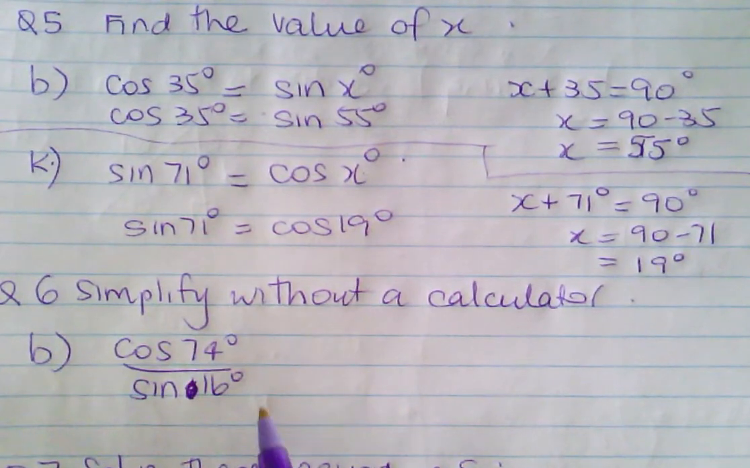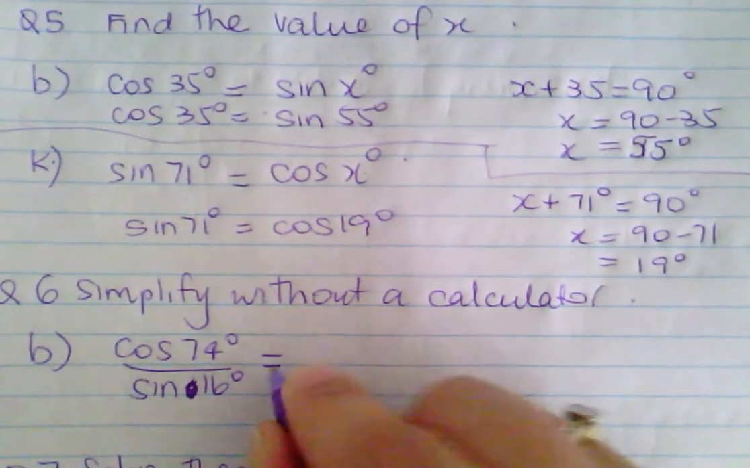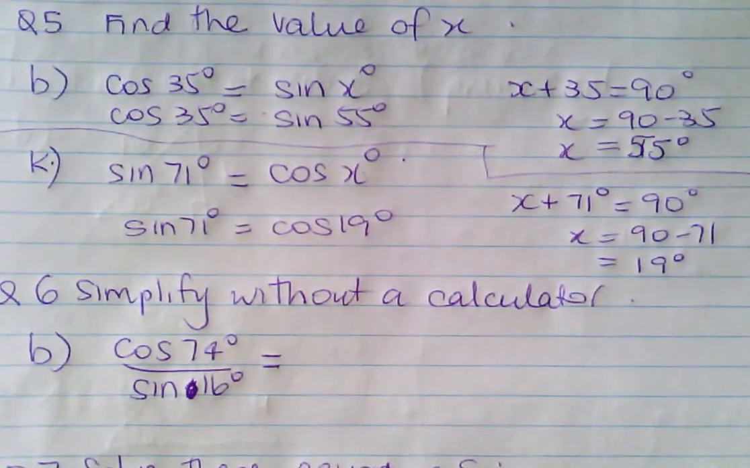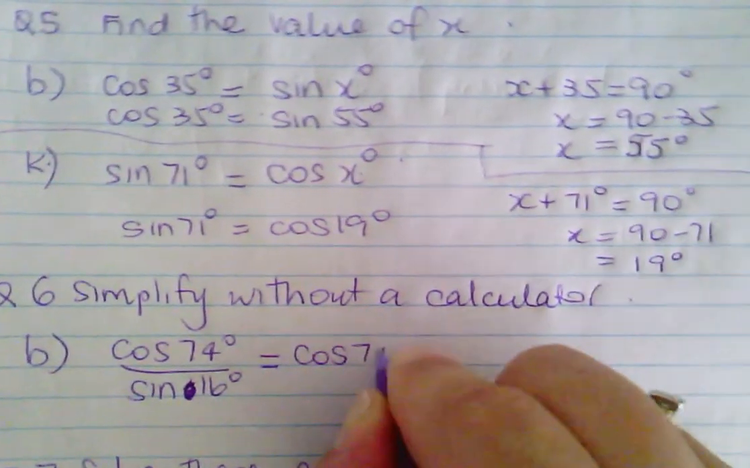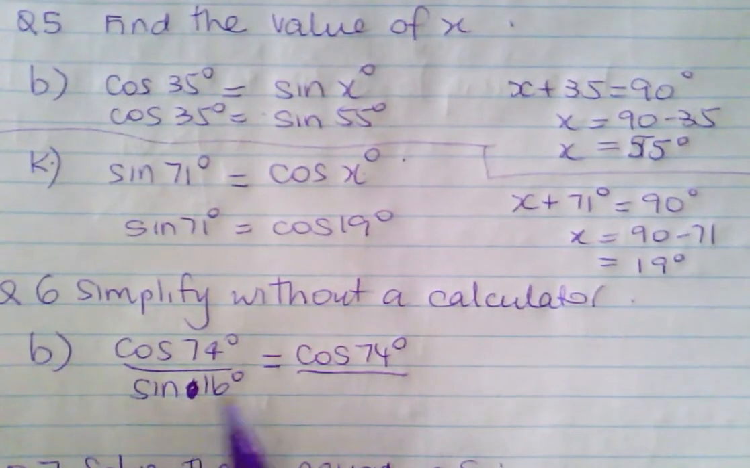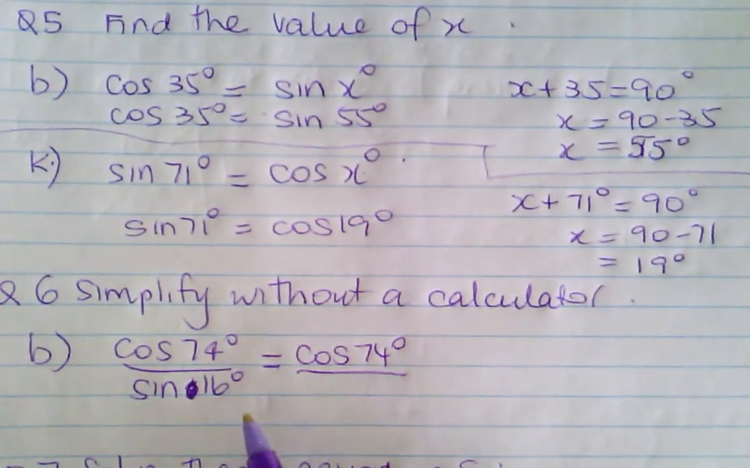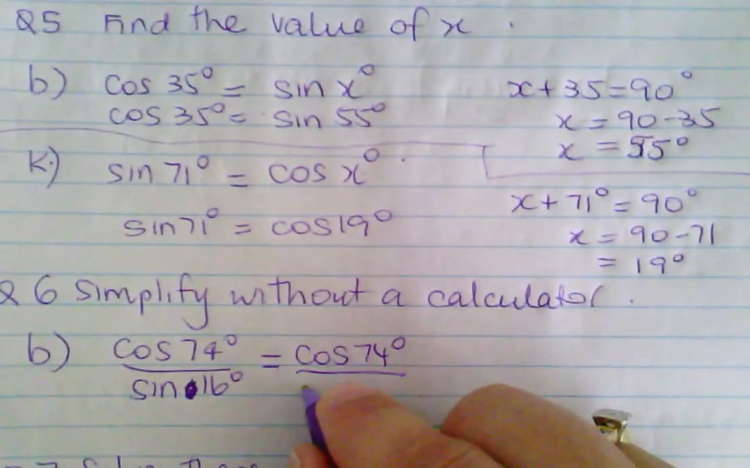Question 6b, simplify without a calculator. Cos of 74 over sine of 16. Do you reckon that 74 and 16 make 90? So we can do this two ways. I can say this is the same as cos 74 over, if I change sine 16, what's sine 16?